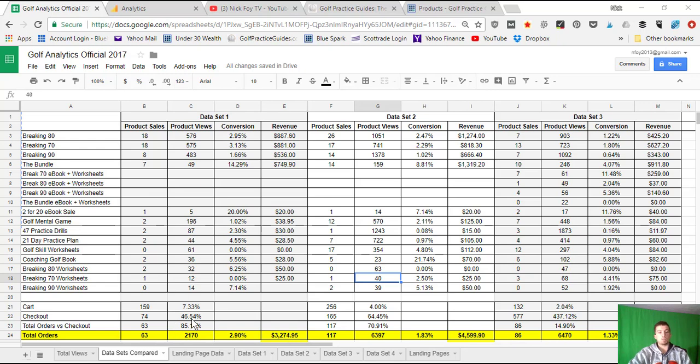And then 46% of the cart people moved on to the checkout page. And then 63 of those people that made it to the checkout page completed the order. So 63 orders. About 85% of the people that got to the checkout page ended up checking out.